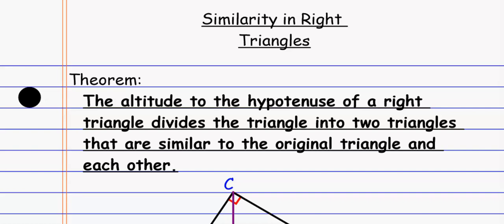So the theorem here: the altitude to the hypotenuse of a right triangle divides the triangle into two triangles that are similar to the original triangle and each other. And so, once again, the situation is we're essentially going to have three triangles when it's all said and done. The big triangle that we started with, and then when we drop that altitude, it splits the thing into two more triangles. But the idea is that all three of those triangles are going to be similar to one another, all right?